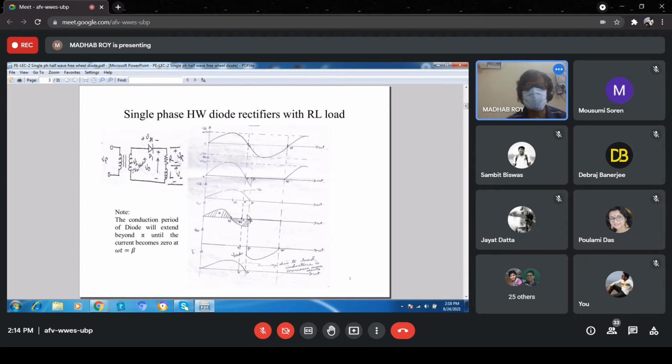So this is the action of the RL load. After beta there will be no conduction, so the diode will stop, and then it will act as an open circuit. So whatever voltage is across this will come as the voltage across the diode, because the diode is now in open circuit. The source voltage will appear here with the reverse polarity, and this is the reverse polarity voltage of the diode.